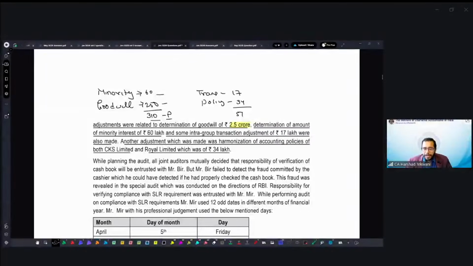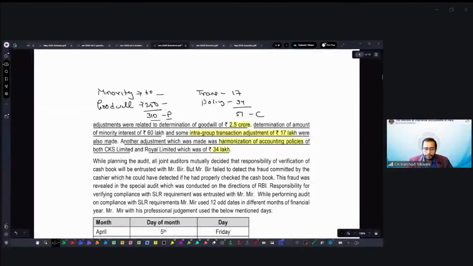Intra-group transactions adjustment, as I told you, will change year on year. 17 lakhs, it is temporary, current. And another adjustment was harmonization of the accounting policies. It will also change year on year. So it is 34, another total 51. So current is 51. Now let's see the answer.